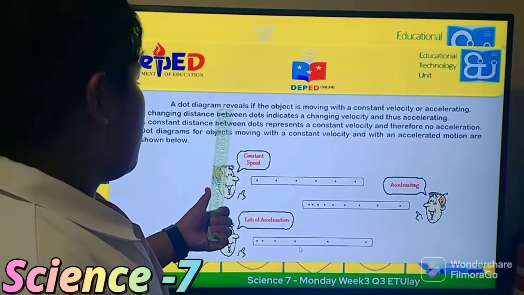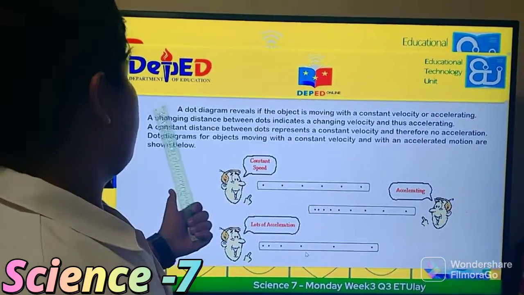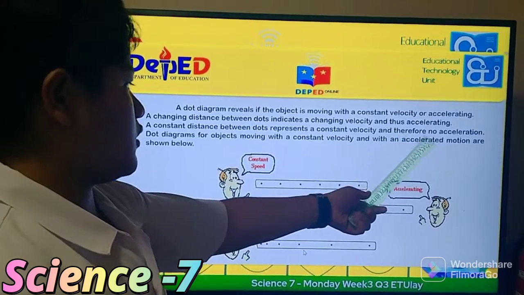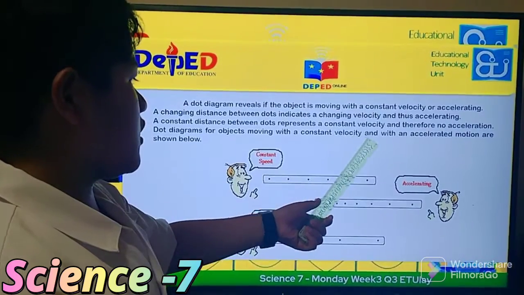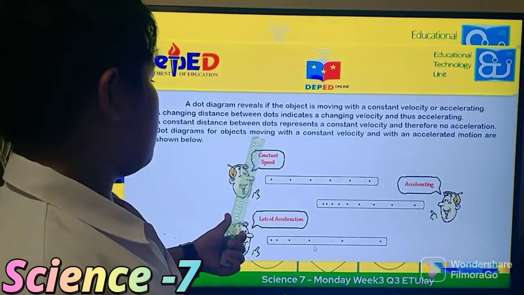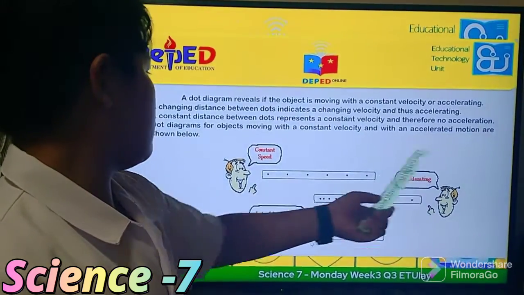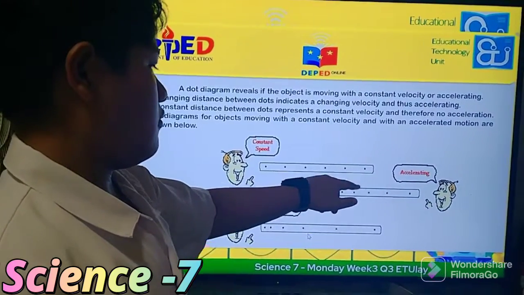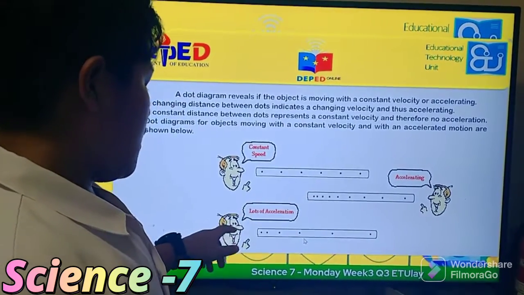A dot diagram reveals if the object is moving with a constant velocity or accelerating. A changing distance between dots indicates a changing velocity and thus accelerating. A constant distance between dots represents a constant velocity and therefore no acceleration. Dot diagrams for objects moving with a constant velocity and with accelerated motion are shown below. Constant speed. Accelerating. Lots of acceleration.